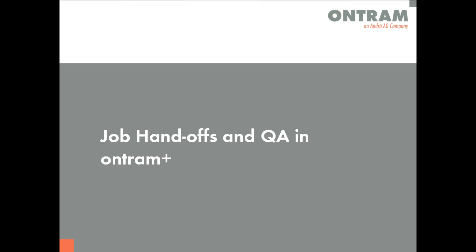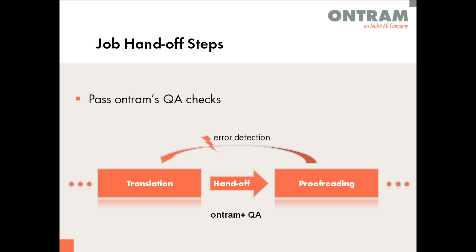This video will cover how the user can hand off a job to the next workflow participant after completing a task, in this case translating. In ONTRAM, these handoffs are called transfers, so a user effectively transfers a completed task to the next person in the workflow. Before handing off a task, ONTRAM will perform several quality checks to make sure no errors were introduced in the files, such as missing translation, missing placeholders, etc. Other QA checks are described later in this video.